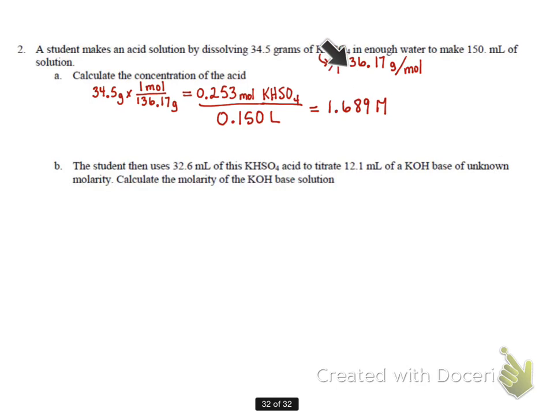The molar mass of KHSO4 is 136. Take the grams, divide by the molar mass to get the moles of KHSO4. Divide that by the volume in liters to get the moles per liter, which is the molarity. So this is going to be the molarity of the acid.